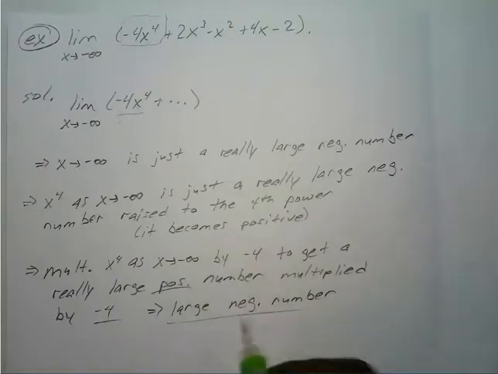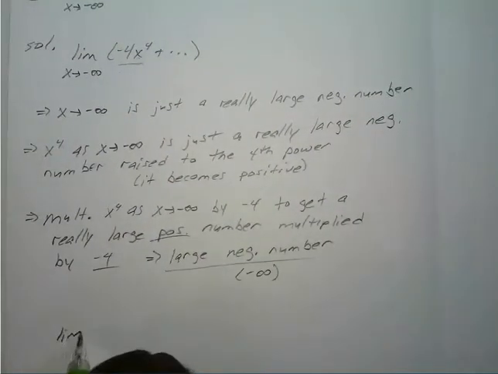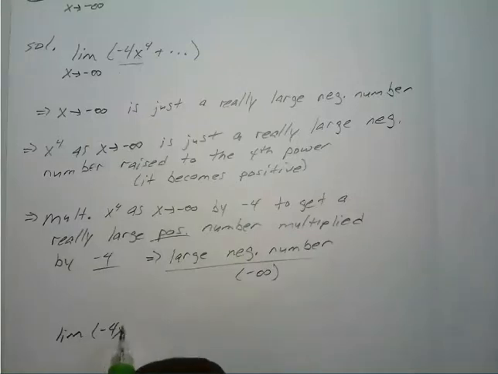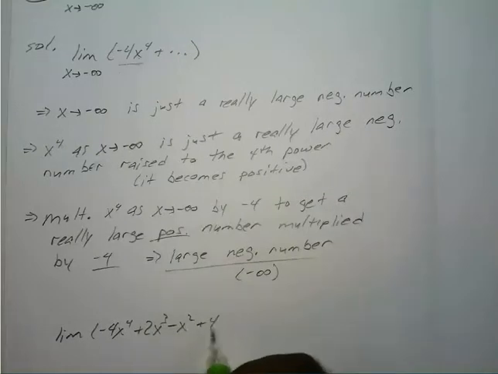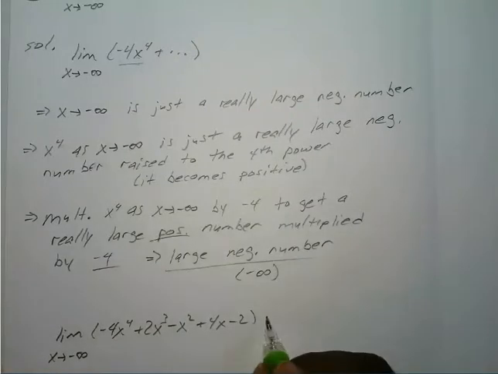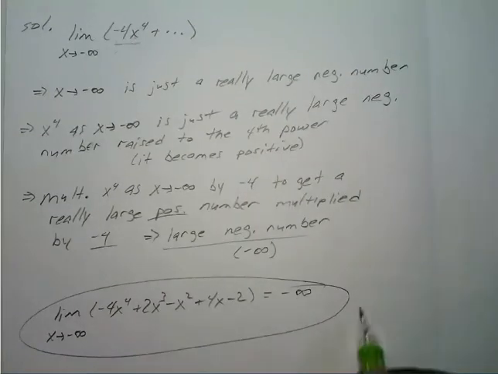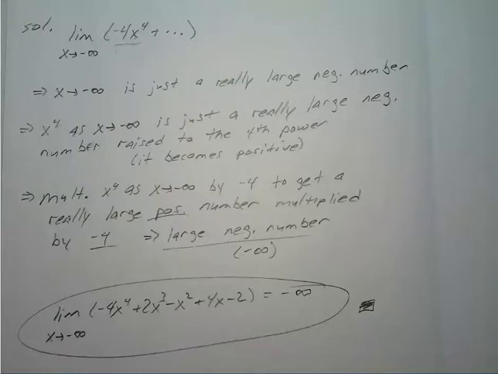Or in this case, that number is going to keep getting smaller and smaller, so you just call that negative infinity. So that tells us that the limit of negative 4x to the fourth plus 2x to the third minus x squared plus 4x minus 2 as x approaches negative infinity is equal to negative infinity. Alright, so that's kind of the thought process on that one when you're dealing with polynomials.